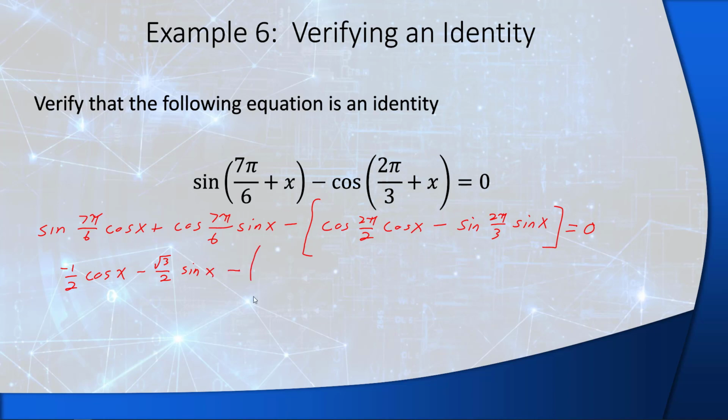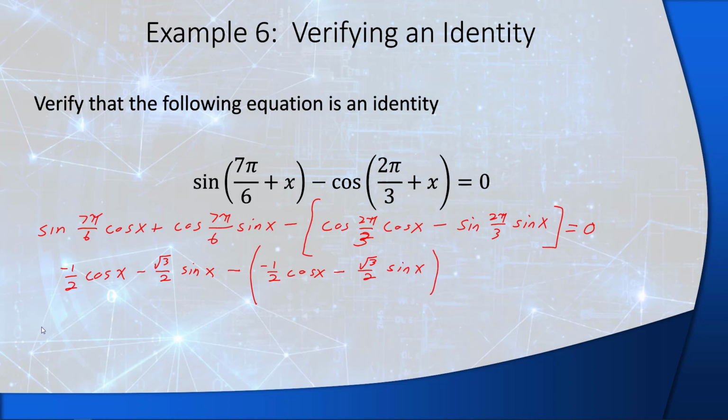Minus, okay, this should be 2 pi over 3, not 2 pi over 2. Okay, well, the cosine of 2 pi over 3 is going to be equal to negative 1/2. It's actually 1/2, but since we're in quadrant 2, it'll be negative 1/2 times the cosine of x. And then the sine of 2 pi over 3 is going to be positive root 3 over 2. So we have minus root 3 divided by 2 times the sine of x.